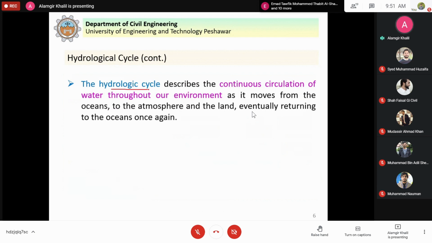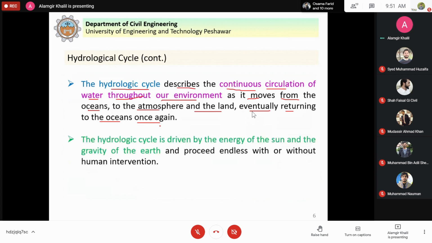The hydrologic cycle describes the continuous circulation of water throughout our environment as it moves from the oceans to the atmosphere and the land, eventually returning to the oceans once again. So it describes the continuous circulation of water throughout our environment. The hydrologic cycle is driven by the energy of the sun and the gravity of the earth. Because you see that the water flows in the stream, that is open channel flow, and the main component driving the flow is the gravity.